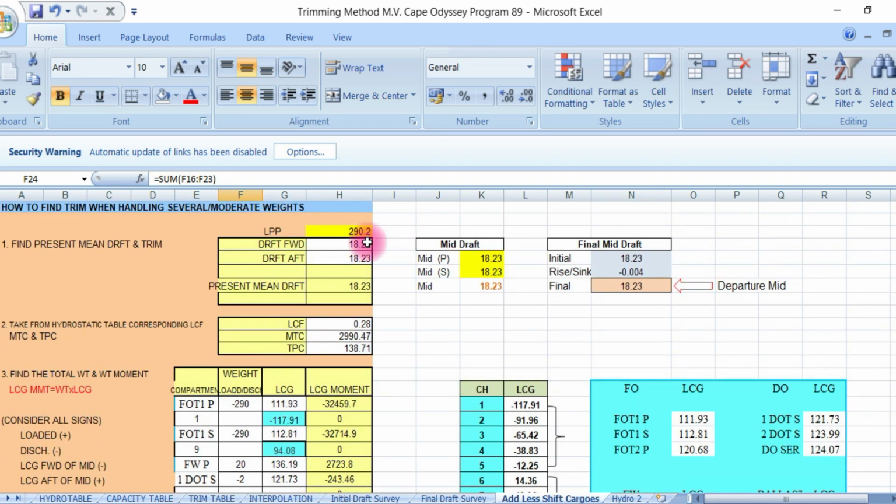So put here, forward is 18.13 and up is 18.33. Your mid will still be the same, 18.23.